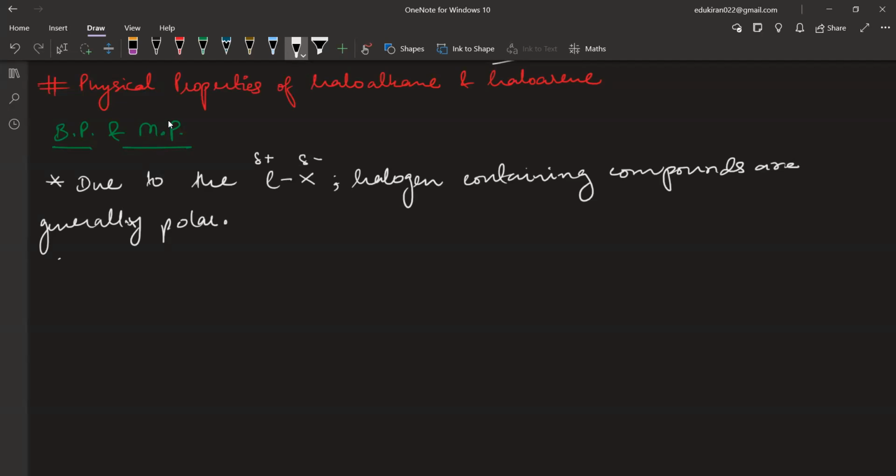Now, due to polarity and the higher molecular mass. As we go down the group, the mass of the halogen atom will increase, and then we can say their molar mass is greater than the corresponding hydrocarbon. For example, CH4 and CH3F: CH3F's parent hydrocarbon is CH4. The molar mass is greater here, and also the intermolecular force of attraction due to polarity.